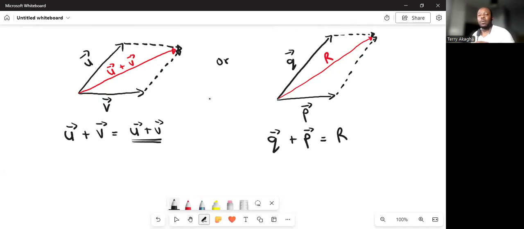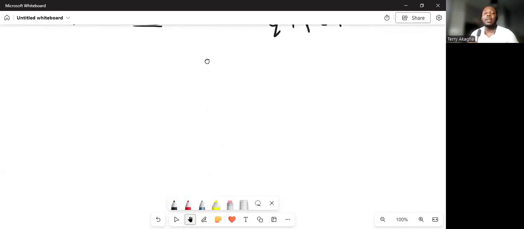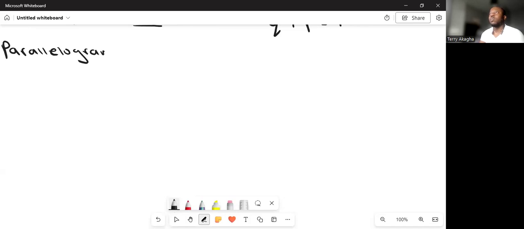So let's go straight to the laws of addition and the laws of subtraction. We use this parallelogram law for both addition and subtraction, okay? Since we now know the concept of the parallelogram as resultant, we can go straight to see how we use this parallelogram law for addition and subtraction. I'm going to first start with addition.